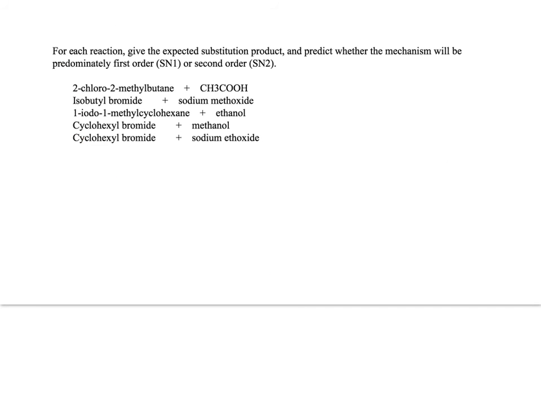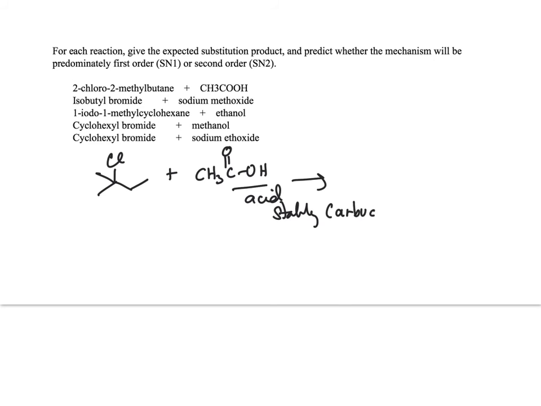Okay, for each reaction, give the expected substitution product and predict whether the reaction will be predominantly SN1 or SN2. Okay, so now we have combined SN1 and SN2. Before, they've been separated. So how do you know? Well, let's look. So we have 2-chloro-2-methylbutane, and we have this acetic acid. Okay, acetic acid is acidic. Acid can stabilize a carbocation. Okay, so those are carbocation stabilizing conditions. We have a tertiary alkyl halide. Okay, so that's going to be a carbocation intermediate.